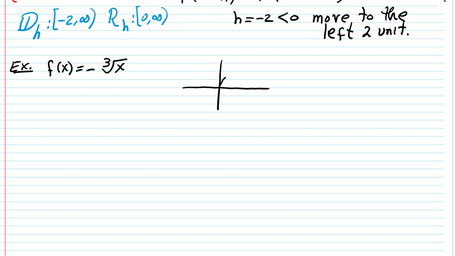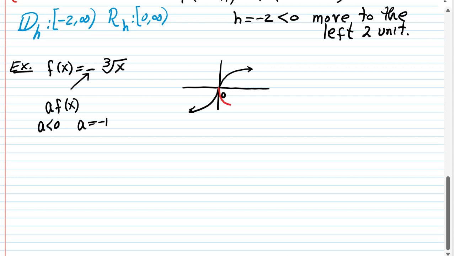And this is what the cube root function from the library of functions looks like. The effect of the negative: I can think of this as a times f of x, where a is less than 0. Indeed, a is exactly negative 1. That's going to cause a reflection about the x-axis. So this part reflects down here, and this part reflects up there. The part of the graph that's in the third quadrant now appears in the second quadrant. And there we have it.